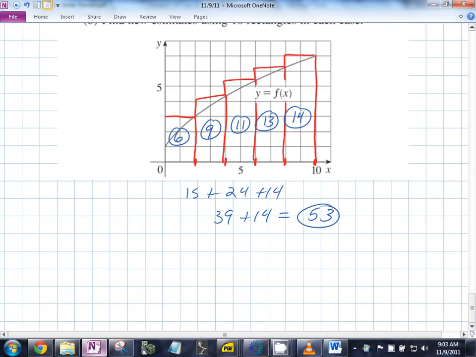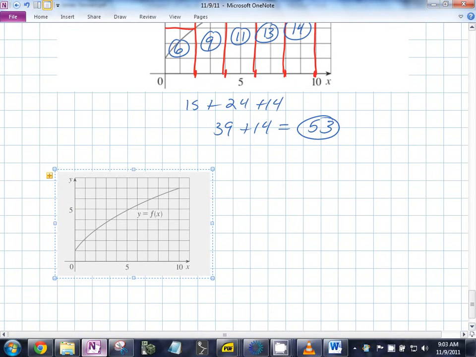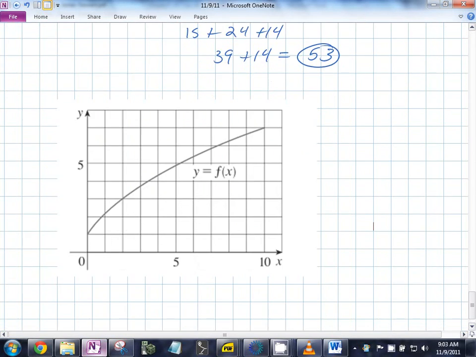If we do the same breakups here, and we want to do an underestimate, let's take the left endpoint. So what's our first rectangle? First rectangle is going to be here. What's our next one going to be? Here. Next one's going to be there. There. And what's our last rectangle?